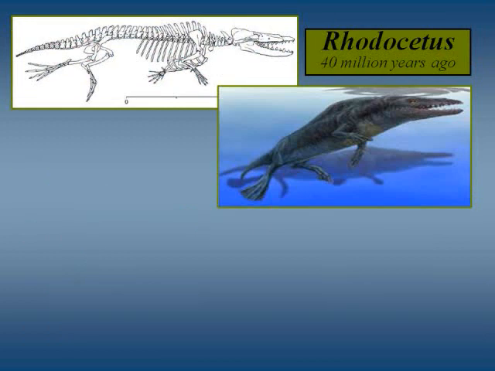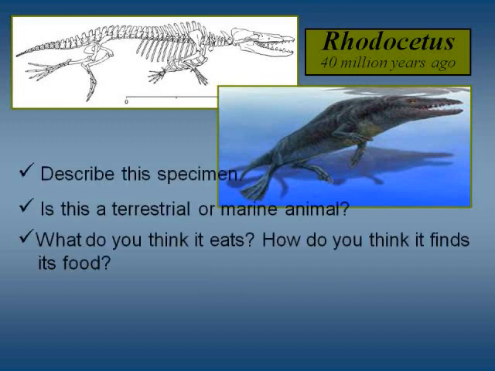Next, we have Rhodocetus. Now, Rhodocetus is from a time period 40 million years ago, so we're moving closer to present time as we go along. And Ambulocetus is drawn in this picture. The artist has him drawn in water. So as we think about our describing words that we use to describe this organism, we think about whether or not he lives on the land or he lives in the water. Because the artist drew this picture of him in the water, we tend to take that at face value and think that he's a marine animal.